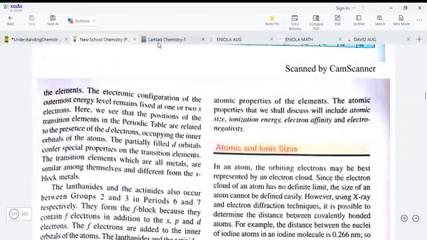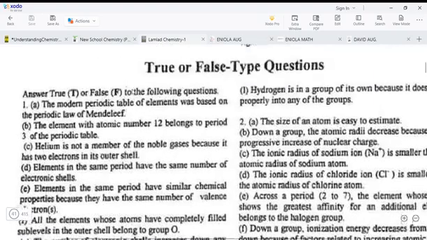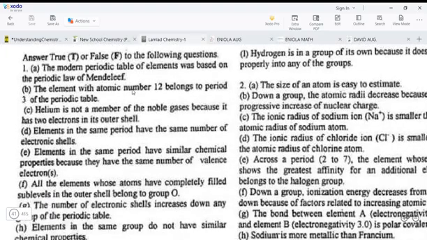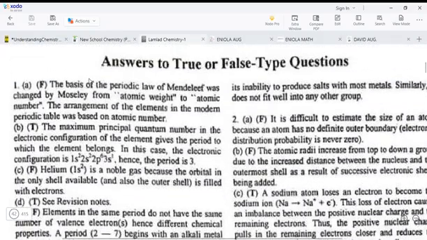Then the last textbook here, we'll also use it to answer some questions on the periodic table. We just want to answer true or false. The first question says the modern periodic table of elements was based on the periodic law of Mendeleev. Is it true or false? As you can see here, they say it is false.